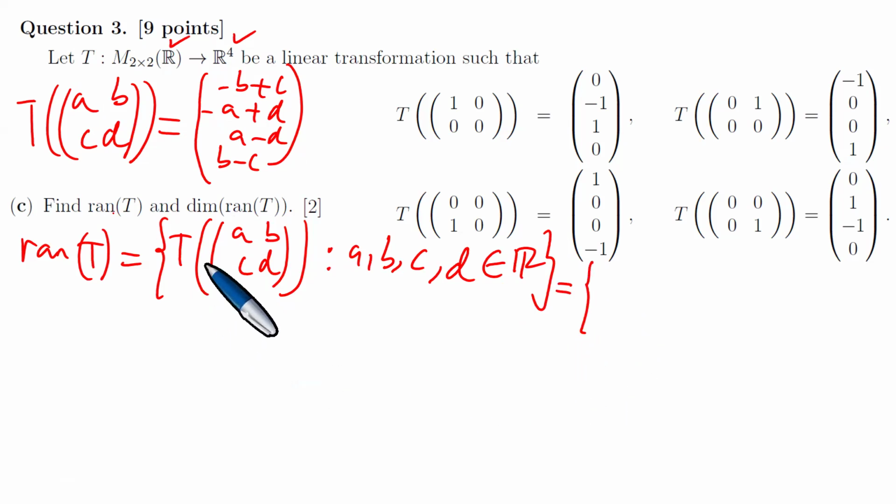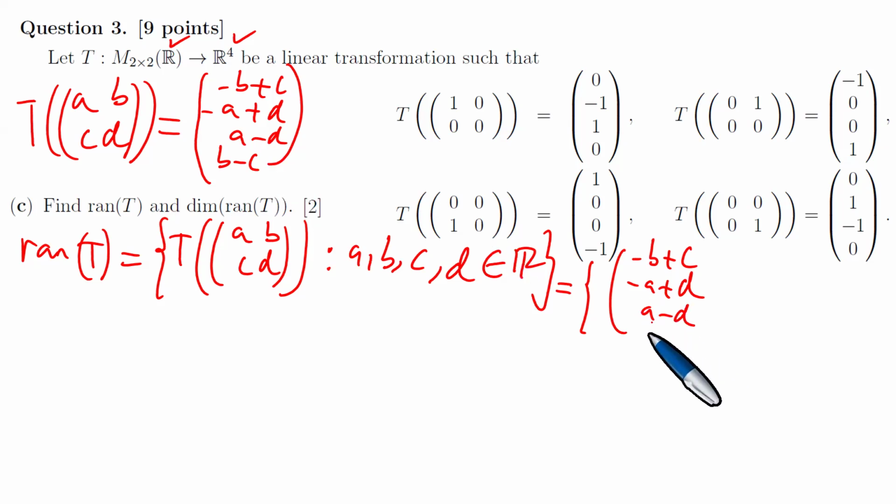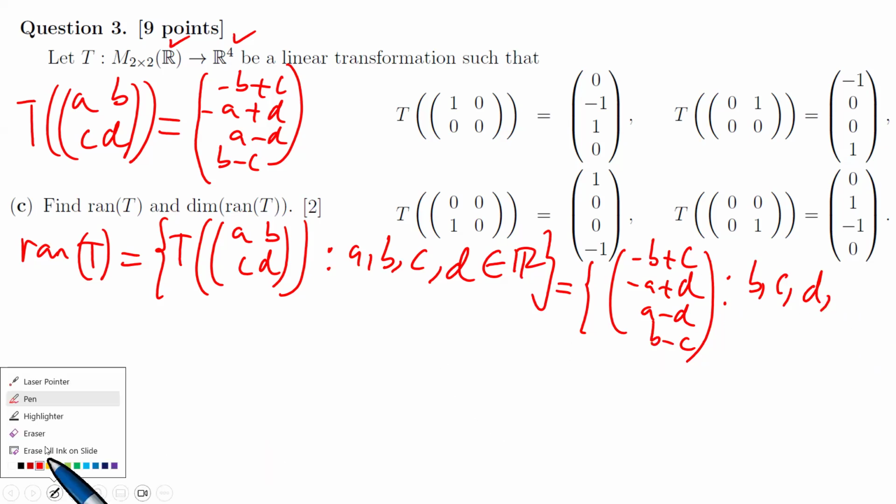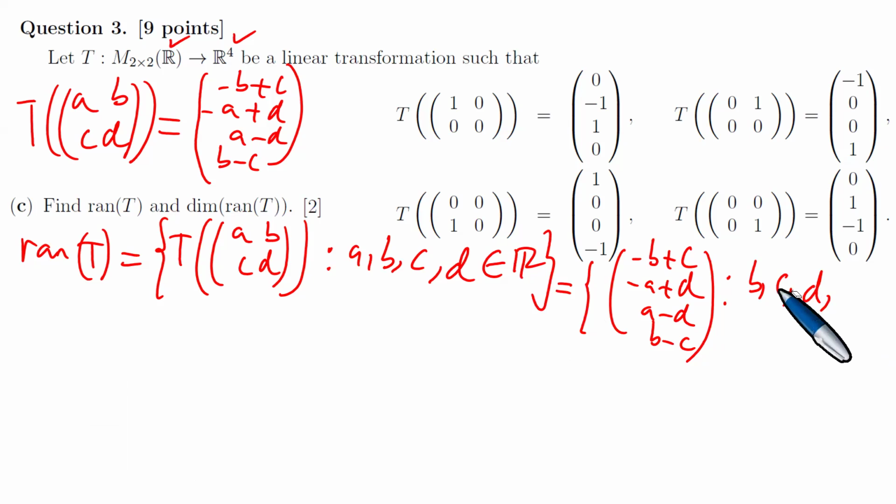So T of A, B, C, D will therefore be the same as minus B plus C, that is the image, minus A plus D, that is the image, and A minus D together with B minus C, like so. And this would be the A, B, C, D. Okay, let me write all of them properly in some order. Okay, let us assume some order here.